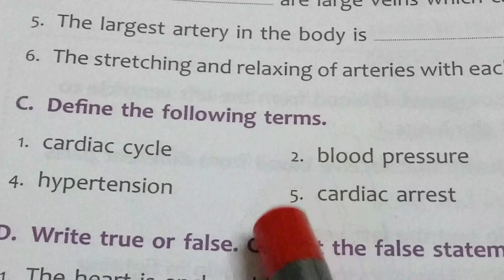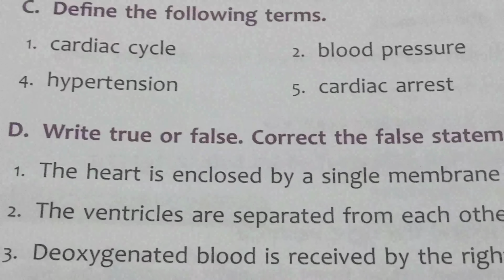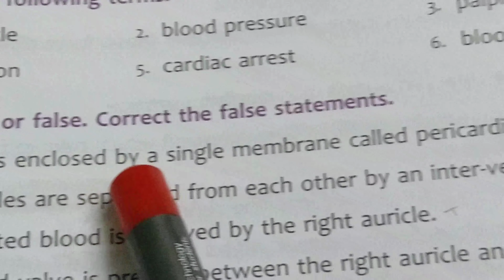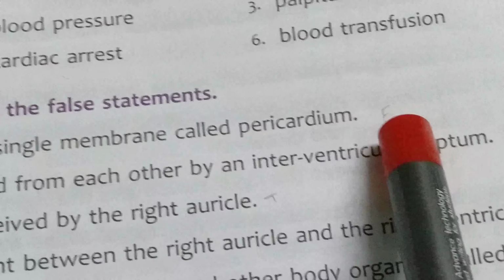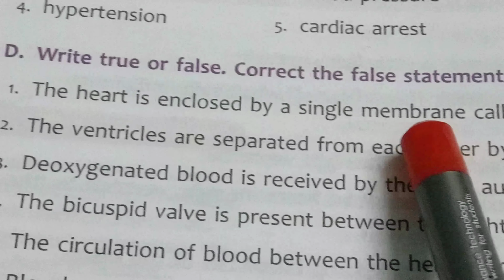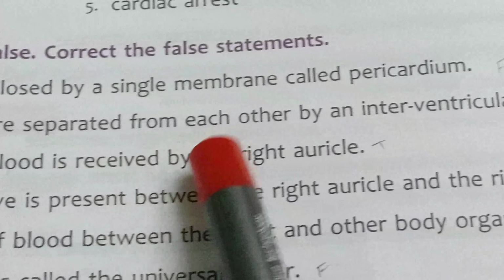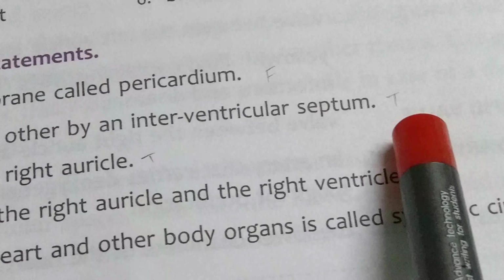Next, define the following terms. You will just learn the definition from the book. Then, true false. The heart is enclosed by a single membrane called pericardium. Answer will be false, because it is not a single membrane, it is a double membrane layer. The ventricles are separated from each other by interventricular septum. Answer is true.